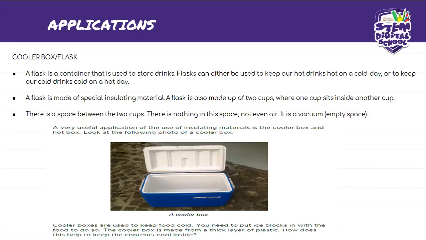But what I'm using here is what? A cooler box. So a very useful application of the use of insulating material is also the cooler box and the hot box. Look at the following photo of a cooler box. Now, cooler boxes are used to keep food cold. You need to put ice blocks in it with the food to do so. The cooler box is made from what? A thick layer of plastic. How does this help to keep the content cooled inside?